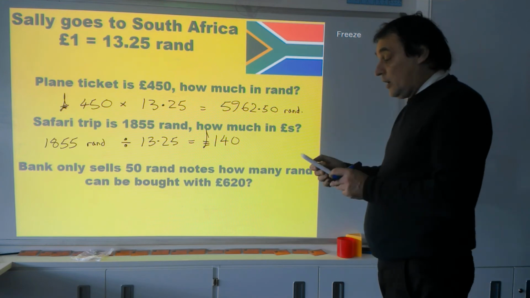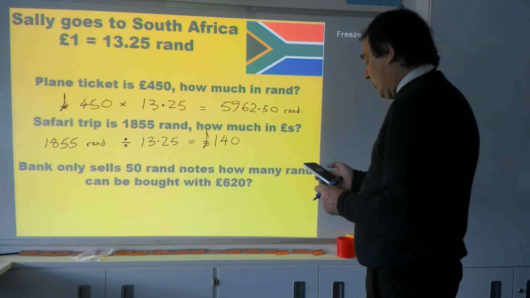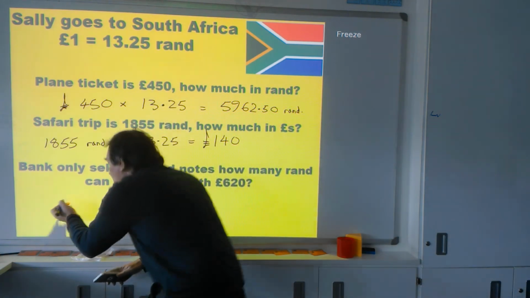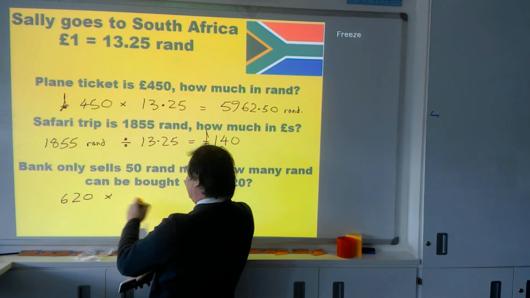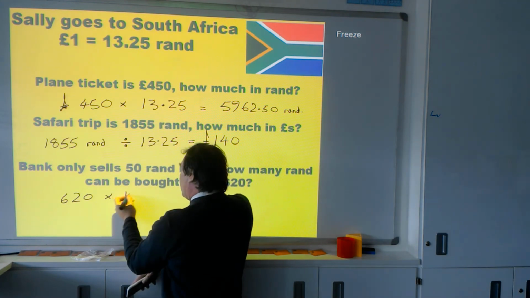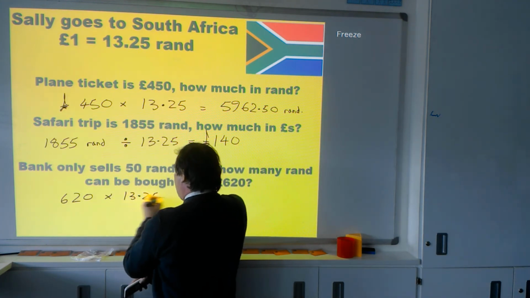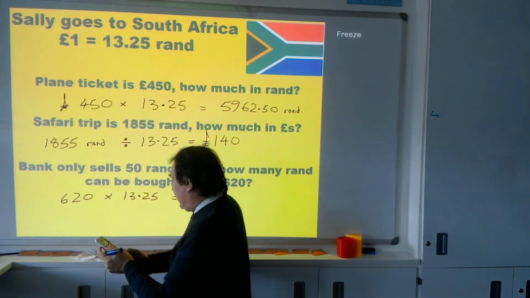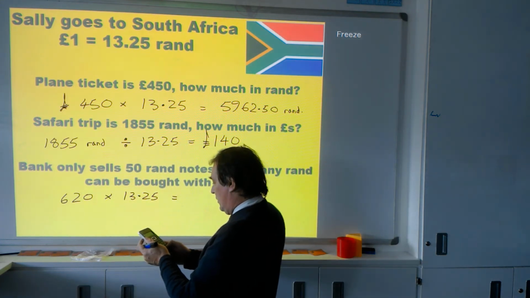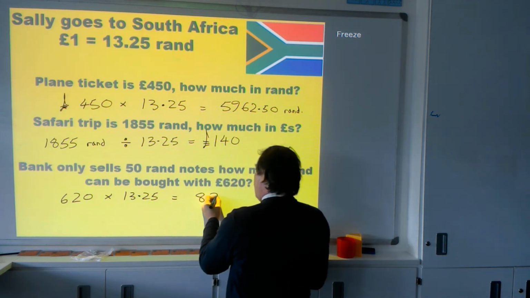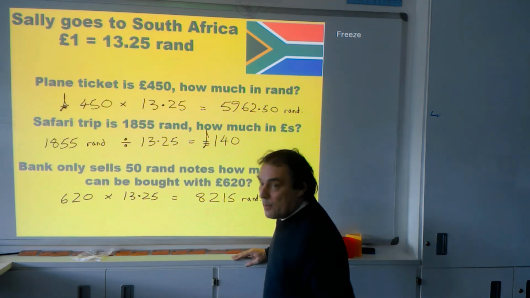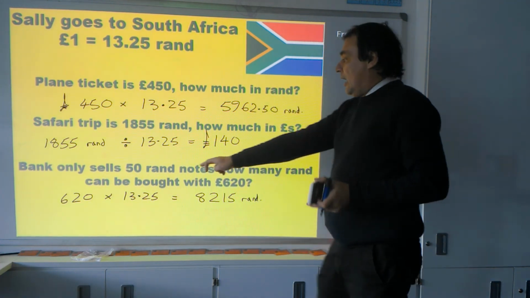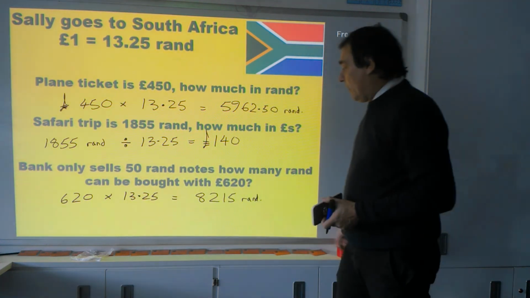So the first job to do is to work out how many rand the £620 is worth. So doing our sum will be 620 multiplied by our exchange rate, which was 13.25. And that's going to work out at 620 times 13.25 is 8,215 rand. Now we have a bit of a problem here because it's not exactly divisible by 50.